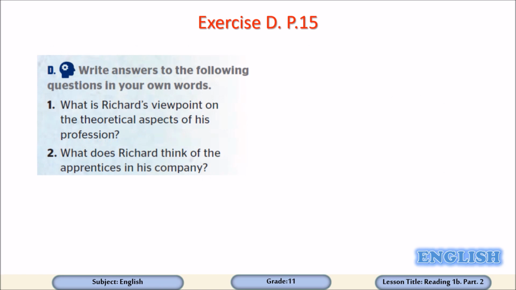Let's go now with exercise D, page 15. Write answers to the following questions in your own words. Question 1. What is Richard's viewpoint on the theoretical aspects of his profession? Let's check if you have any difficult words. Yes, viewpoint. What does a viewpoint mean here? Yes, very good. It means opinion.